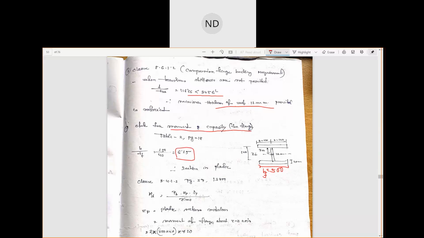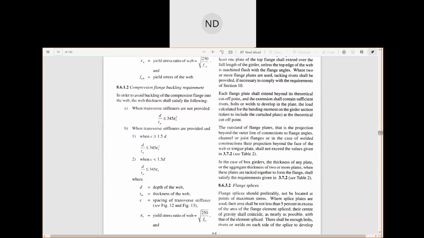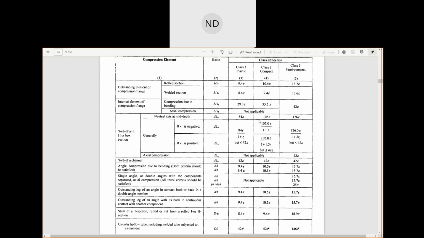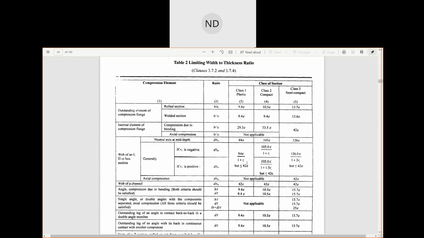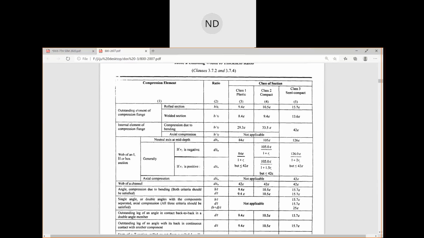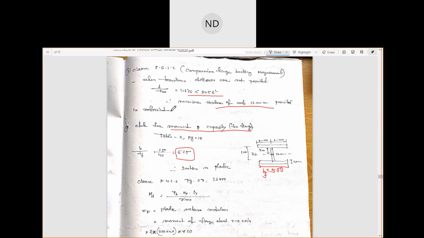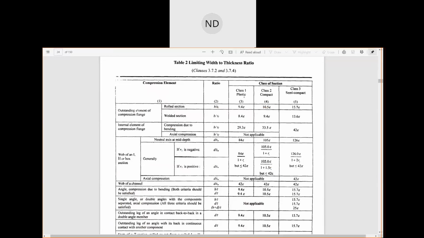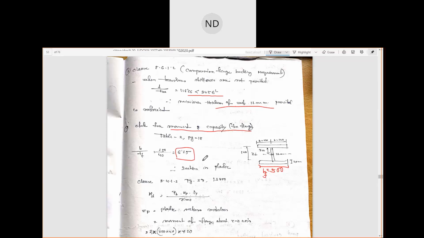Therefore, the section is plastic. You can see here if you want in table 2, page number 18. b by tf equal to 6.25 we have got for a plastic section. Therefore, it is less than 8.4 epsilon. So it is plastic. Therefore, the section is plastic.